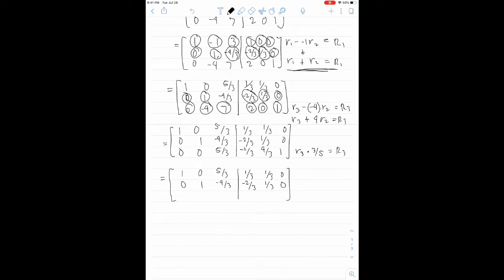Okay, so r sub 3. So 0 times 3/5 is 0. 0 times 3/5 is also 0. 5/3 times 3/5 is 1. Negative 2/3 times 3/5 is negative 2/5. 4/3 multiplied by 3/5 is 4/5. 1 multiplied by 3/5 is 3/5. Okay?